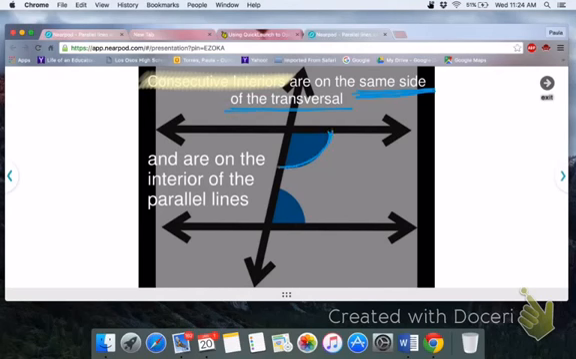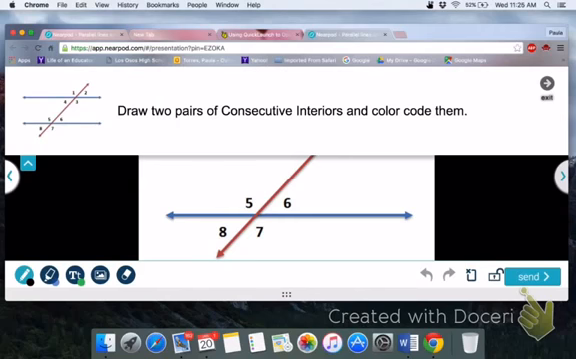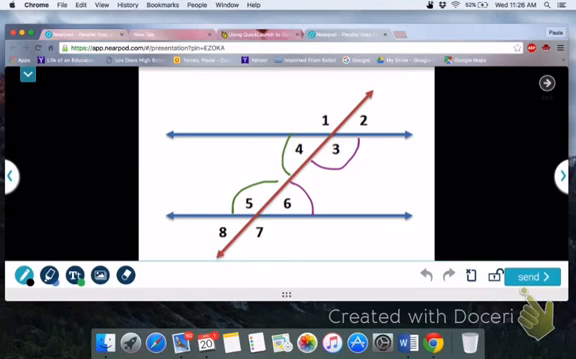So now we're looking at either this pair or this pair over here. So again, I want you to label 2 pairs of consecutive interior angles. So hopefully you listed or color-coded 3 and 6 because they are consecutive interior, as well as 4 and 5 are consecutive interior.